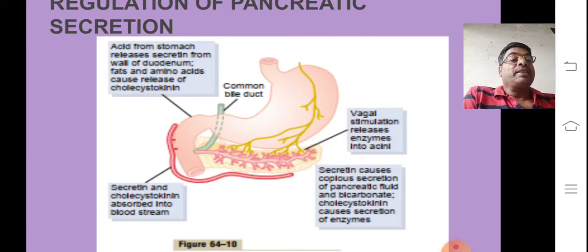The same work is also done by vagus stimulation, which releases enzymes into the acini, but this stimulus is lighter than the stimulus provided to secrete the enzymes by cholecystokinin.